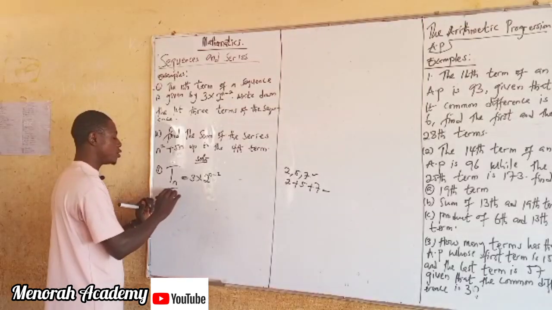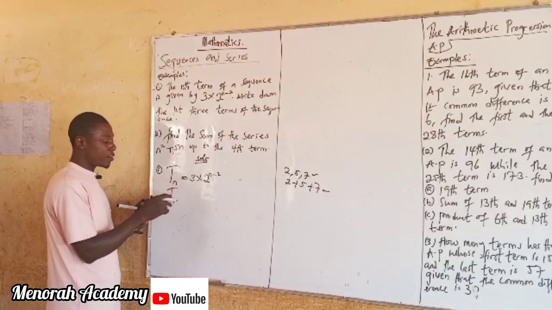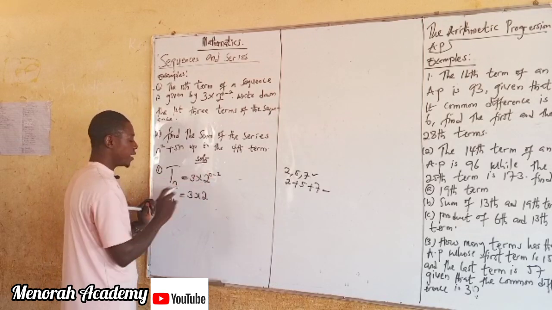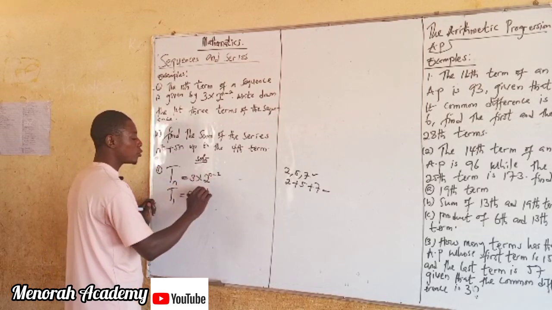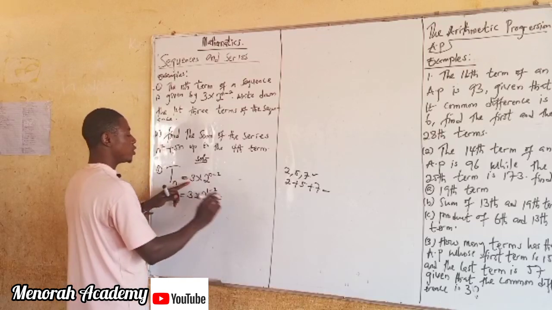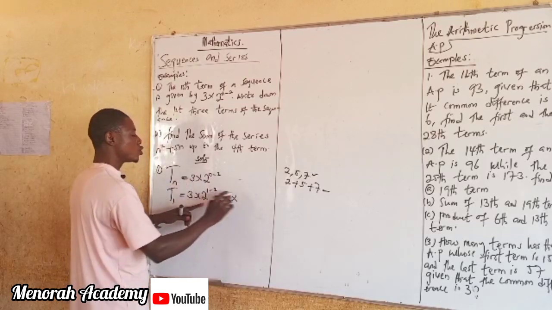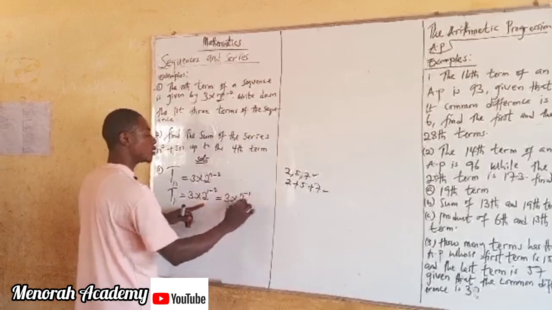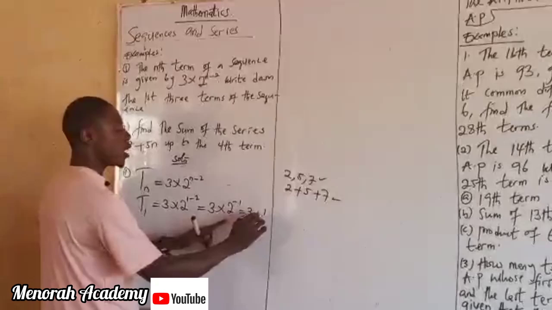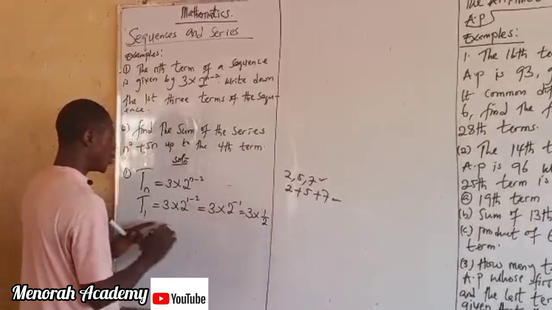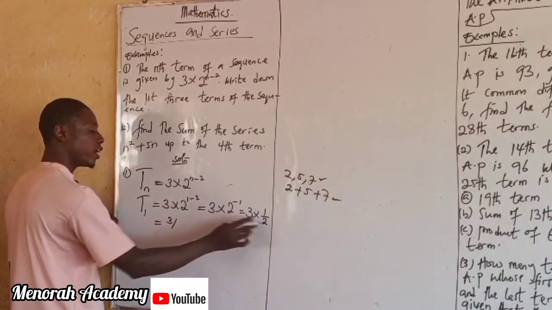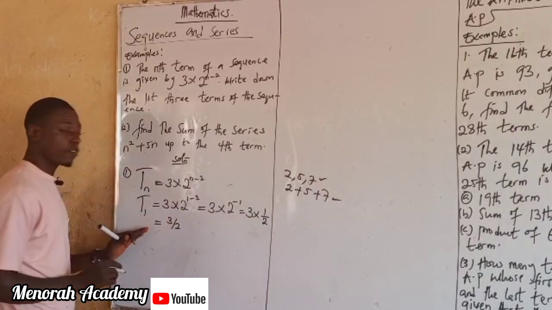So the first term will be T of 1. So n represents the number of terms. So it's going to be 3 times 2. Anywhere you see n, you put 1. So it's going to be 1 minus 2. So this is the same thing as 3 times 2 raised to the power of minus 1, which is the same thing as 1 all over 2. So the answer of this is going to be 3 times 1 is 3 all over 2. So this is the first term.